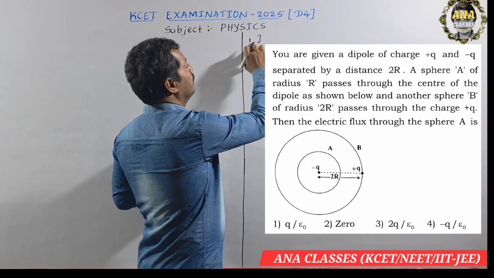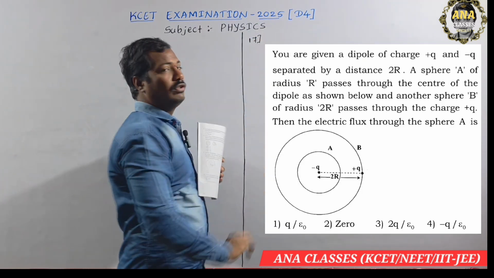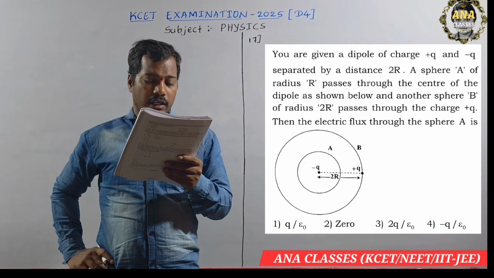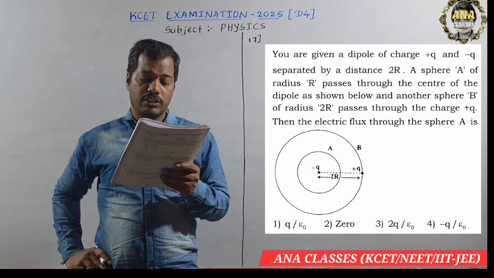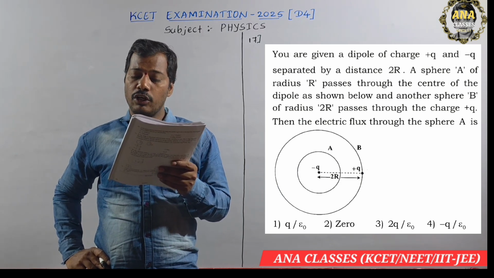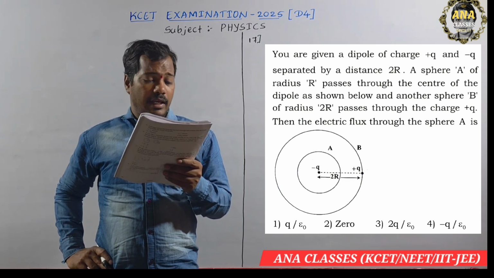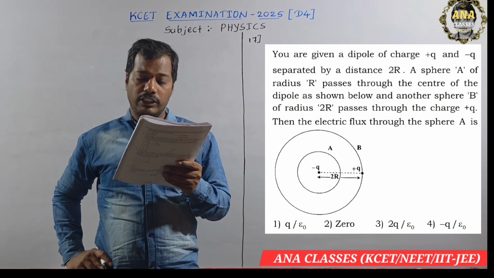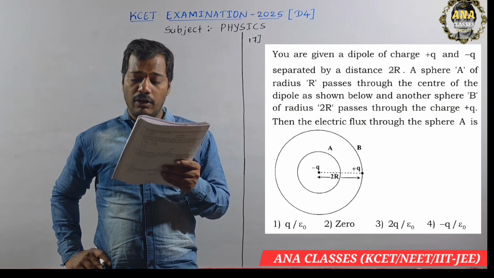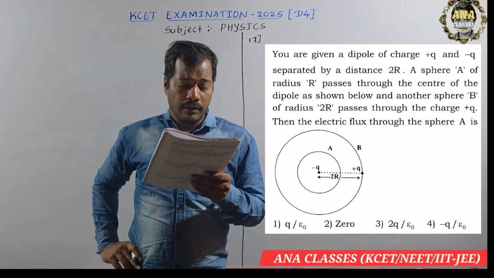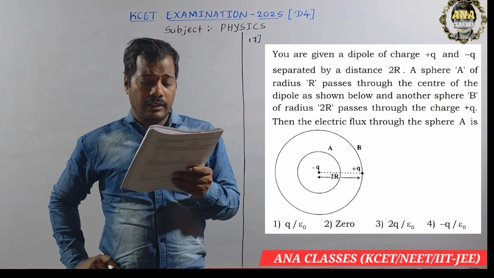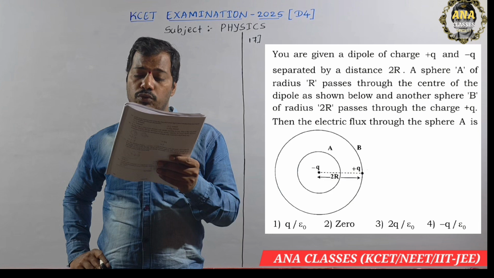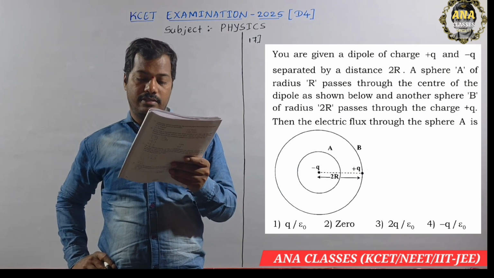17th one. You are given a dipole of charge plus q and minus q separated by a distance 2r. A sphere A of radius r passes through the center of the dipole as shown below, and the sphere B of radius 2r passes through the charge plus q. Then the electric flux through sphere A is.